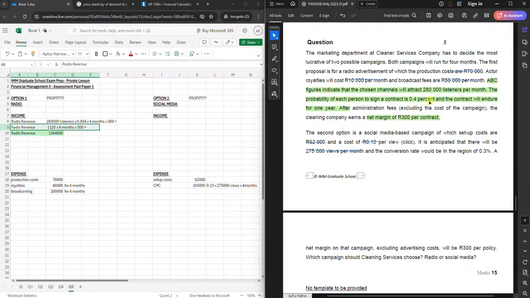Remember, we don't know how many people actually listen, and we don't know how many are actually going to sign up. This is all capital budgeting, but on a short-term scale. This is more like a decision-making scenario. It's more mathematics, but it's maths related to income and expenditure.